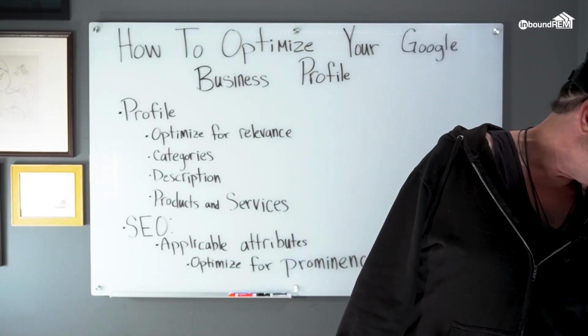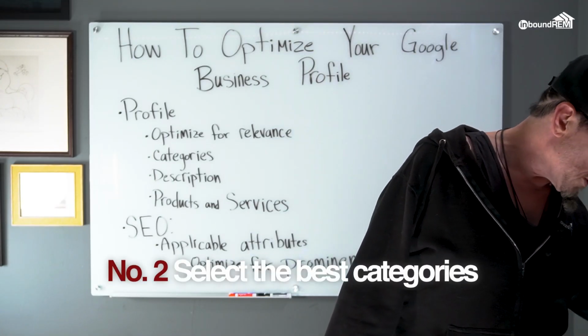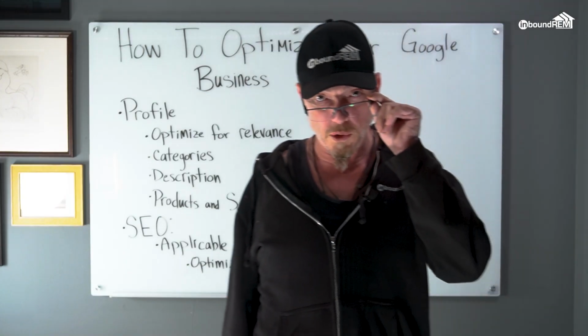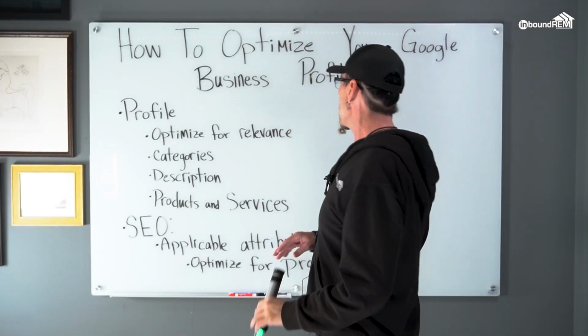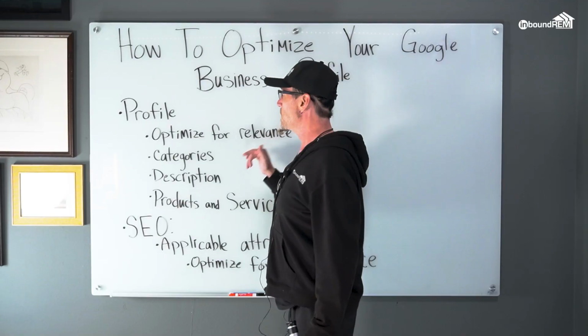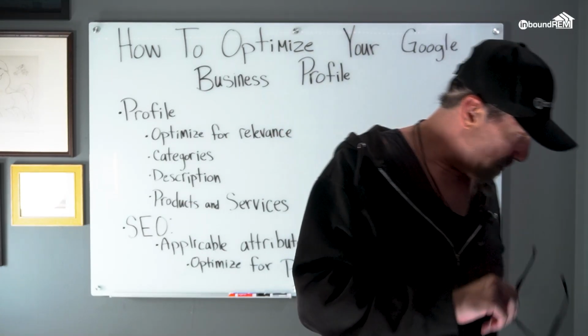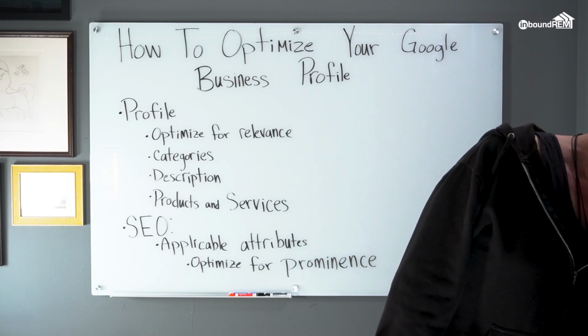All right. #2, select the best categories. Now, this is the most critical ranking factor according to Google. Okay, these categories, all right, are the most complete categories, or the most accurate categories.